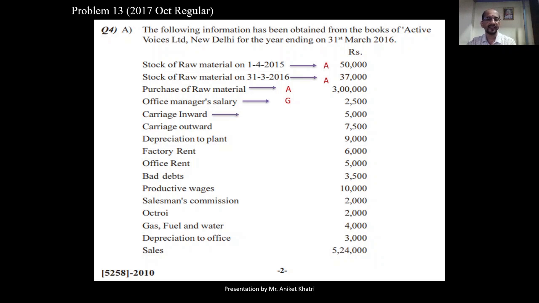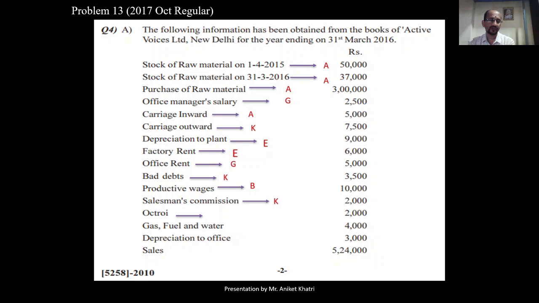Then carriage inward, it is an expense on purchases, so A. Then carriage outward, so it is related to the sales of items, so it is K. Depreciation to plant, so plant is there in the factory, it's related to factory expenses, so E. Factory rent, as it is already said factory, so it is E. Office rent, office again means administrative expenditure, G. Bad debts, so bad debts come out of sales, so we need to write it in K. Productive wages, it's another way of writing direct labor, so B. Salesman's commission, it's related to sales, so K.